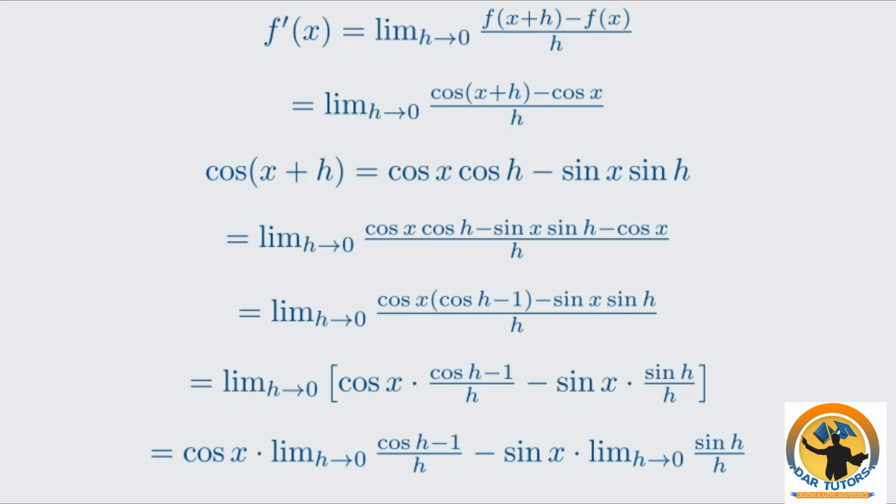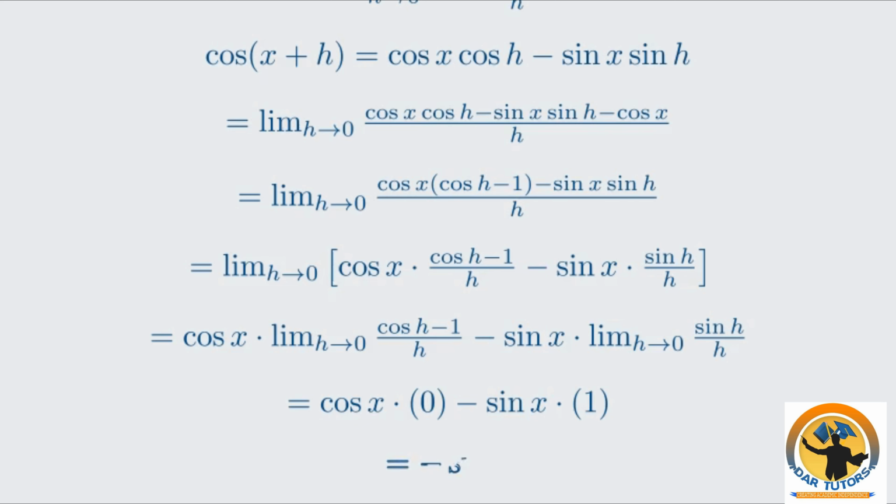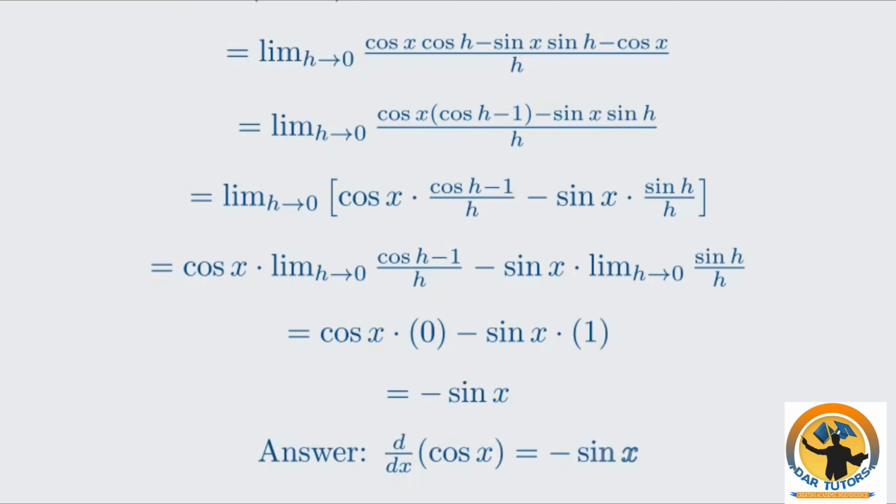We are given that the first limit is 0. The second limit is a standard limit that equals 1. So we have cosine x times 0 minus sine x times 1. This simplifies to negative sine x. Therefore, the derivative of cosine x is negative sine x. This is a classic derivation that demonstrates the power of first principles and trigonometric identities.